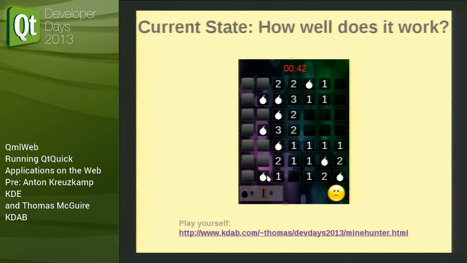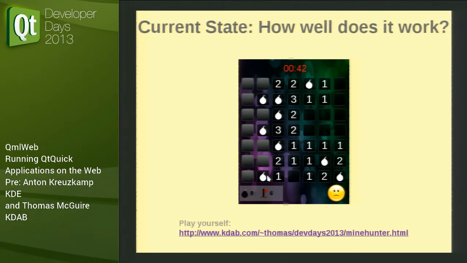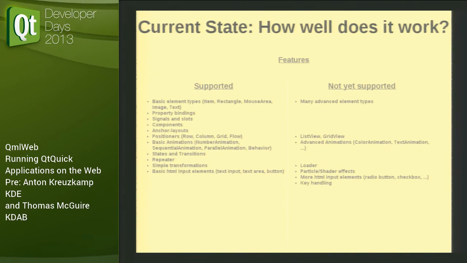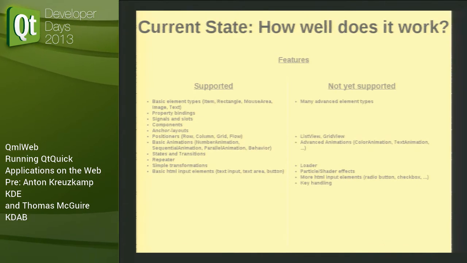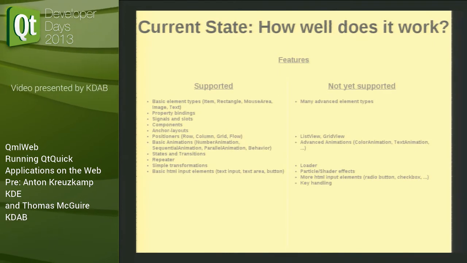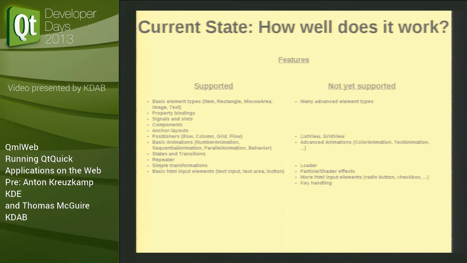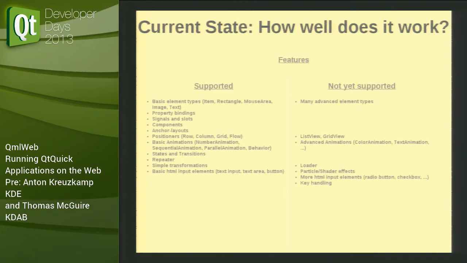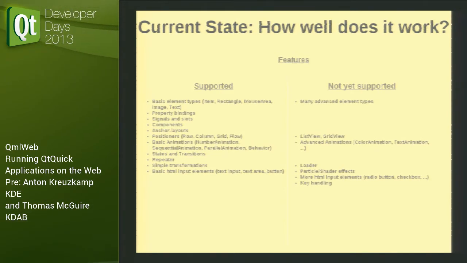So let's not only show demos, but see what actually is supported and what's not supported yet. What is supported are all basic element types like item, rectangle, text, and stuff. We have, of course, property bindings. We have signals and slots re-implemented in JavaScript. We have components, so you can use separate files for your QML applications. We have anchor layouting. We have positioners.